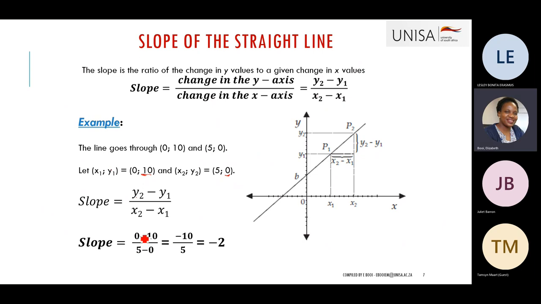And 0 minus 10 is minus 10. 5 minus 0 is 5. We need to simplify this to the lowest form. 5 can divide into 10. It goes into 5 one time, and it goes 2 times into 10. And the answer will be minus 2. And that is how we find the slope.